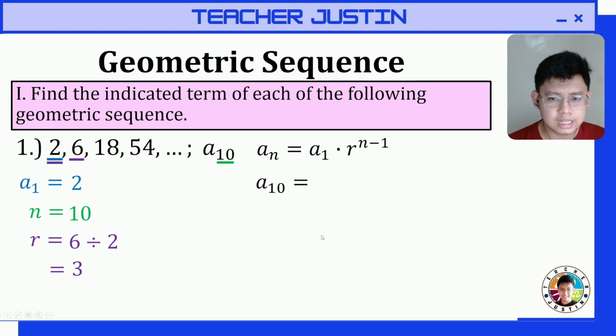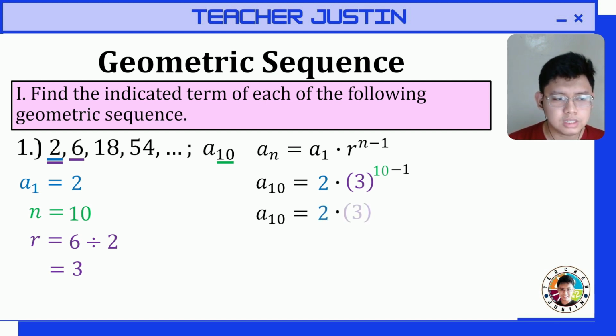So we're looking for the 10th term. It is equal to the first term, which is 2, times the common ratio, which is 3, raised to 10 minus 1. Okay, so unahin natin yung exponent na 10 minus 1. So that will give us a sub 10 is equal to 2 times 3 raised to 9. So simplify natin yung 3 raised to 9.